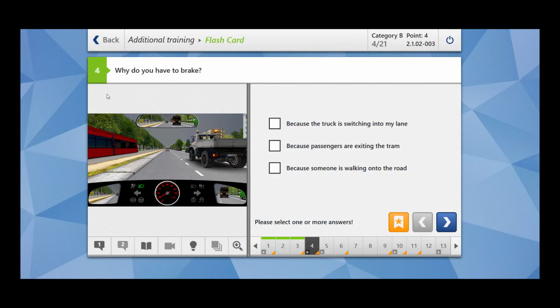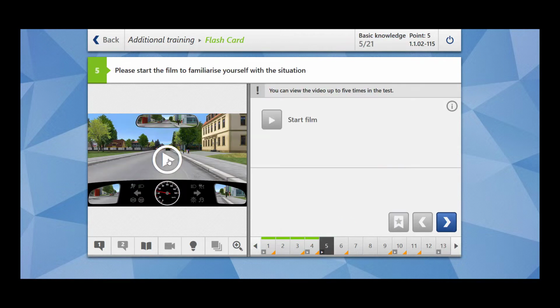Two problems. Why do you have to brake? Because of the guy who is behind this truck. Because the truck is switching into my lane. No. The truck has stopped. The flashing lights are on. Because passengers are exiting the tram. There are no passengers because the tram has just come to a stop. Because someone is walking onto the road. This is correct.